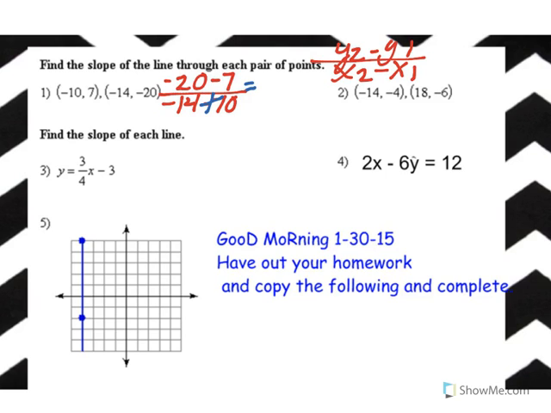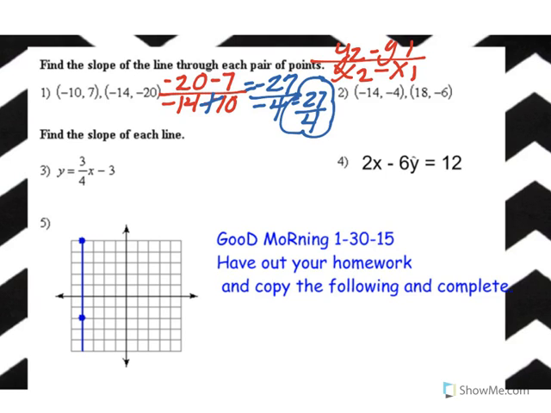Negative 20 minus 7 is negative 27. Negative 14 plus 10 is negative 4. And since you're dividing negative 27 by negative 4, it becomes positive 27 over 4 because it cannot be reduced. So that is your slope.